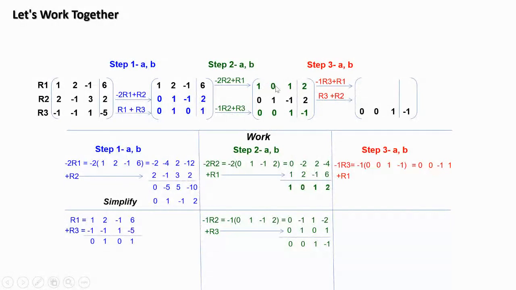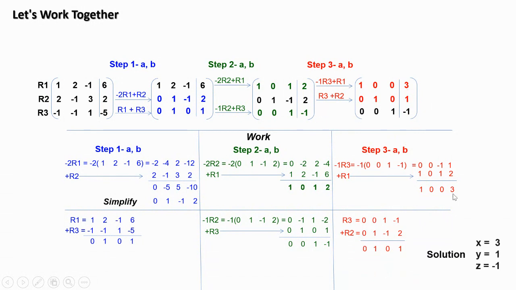Row 1 comes from here, the 1, 0, 1, 2. When we add them, we get 1, 0, 0, 3. So that's my new row 1. And to eliminate the -1, we just add row 3 plus row 2. There's my row 3, and there's my row 2. We just add them. So we get 0, 1, 0, 1. That's my new row 2. So then that's my solution, 3, 1, -1.